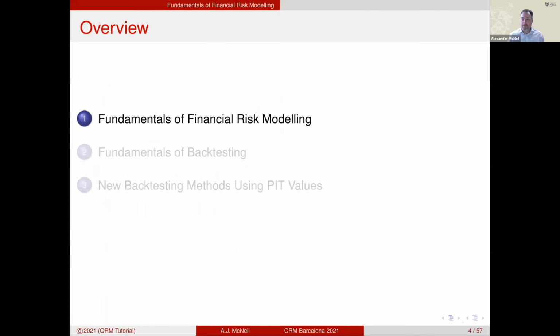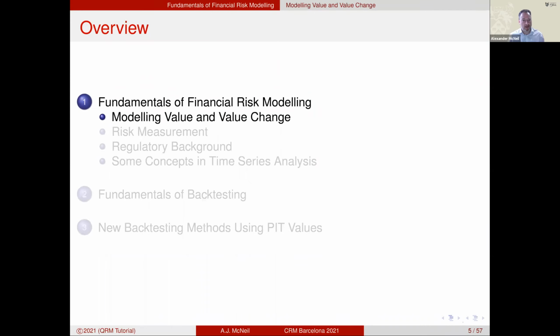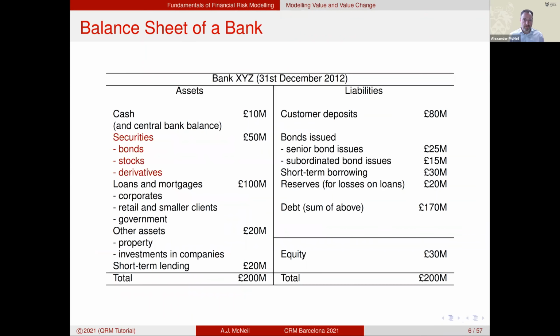Okay, so let me begin at the beginning and go into the first chapter. And the first topic really is to just give some notation and say what I mean by value and value change. So in my textbook, we wrote it for an audience like yourselves. So we wrote it for people working in risk in banks. We also wrote it for actuaries. You probably heard from my introduction, I'm currently a professor of actuarial science. And so I often teach very similar material to actuaries about risk.